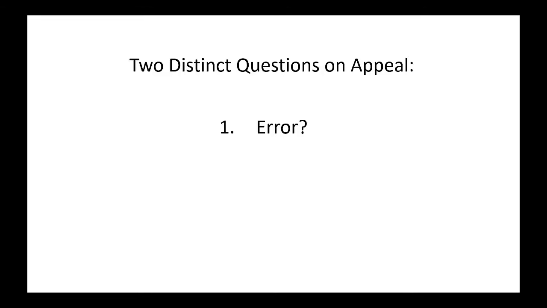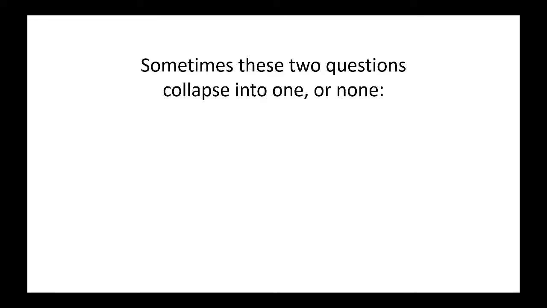Then, after the court has decided whether some kind of error took place, it then needs to undertake a separate inquiry into what, if anything, to do about it. So error and remedy are two distinct questions in the appeals court. Now, sometimes those two questions do collapse into one or even disappear entirely.